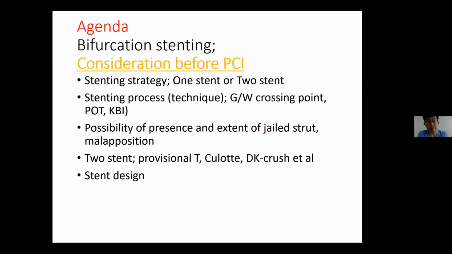So today's agenda: bifurcation stenting, what we should consider before PCI. First, stent strategy: one stent or two stents should be selected. Then the stenting process technique: guidewire crossing point, POT technique, and KBI. A very important thing is the presence and extent of jailed strut and malposition. Both jailed strut and malposition are independent risk factors for the clinical course. And the two-stent techniques: predilatation, Culotte stent, DK crush, and so on. Finally, let's talk about stent design suitable for bifurcation lesions.